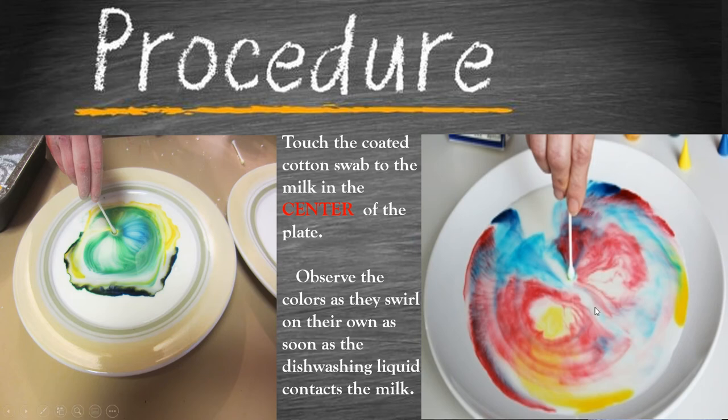It doesn't need your help. The dishwashing liquid is going to do what it's supposed to do, meaning break the surface tension. The food coloring will make its way to the dishwashing liquid. I'm not going to say too much because there are things I need you to observe. Now, after it stops doing what it's going to do, then you can start taking your cotton swab and swirling around just a little bit and see what you get after the dishwashing liquid starts to make contact with the milk.